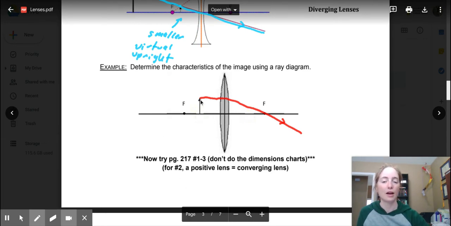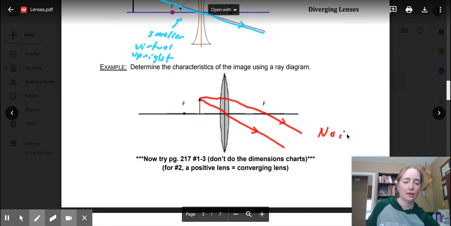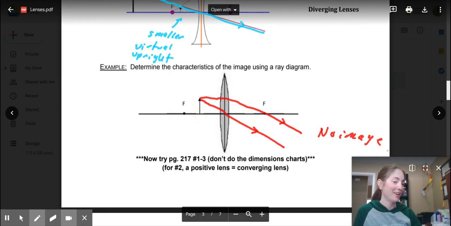And then I am going to have another line that's going to go through the center. Now, I can't have a line go through the focal point here because my focal point's behind the object. So I can't use rule number 1. I have to use rules 2 and 3. So now I'm going to have my beam of light go through the center unrefracted. Well, notice what we have now. I have no image on this side. Why do I have no image on this side? Because the rays don't converge, absolutely.